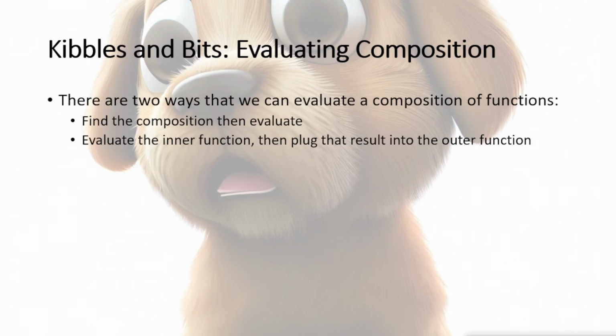Now, there are two ways that we can go about evaluating a composition of functions. One is to find the composition first, calculate that, and then plug in the value of the x that we want to evaluate the function. Or we can evaluate the inner function completely, then take that result and plug it into the outer function.